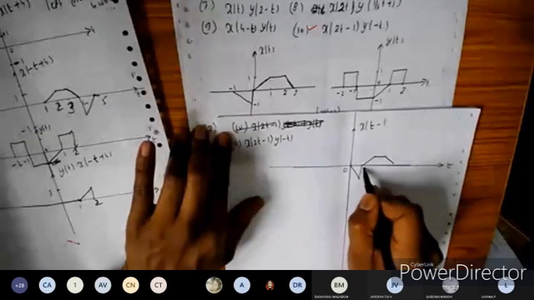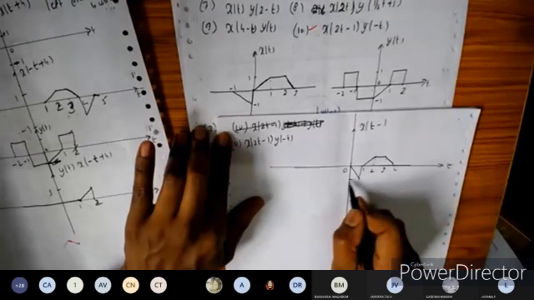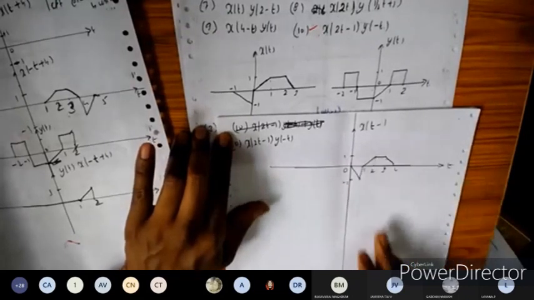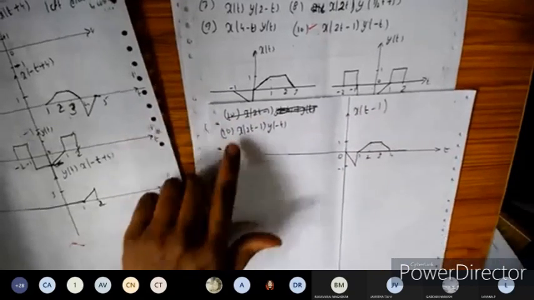So this will become 0, 1. So this is 2. This is 3. This is 4 here. So this is minus 1. This is plus 1. This is x of t minus 1. Done. Okay. So next we need to perform the 2t here.